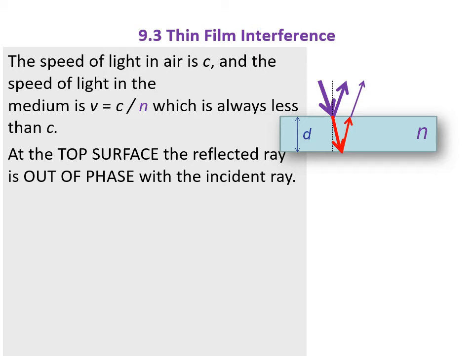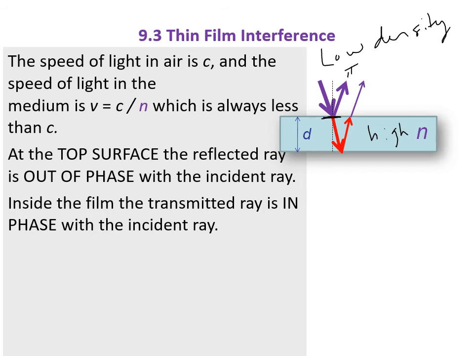At the top surface, the reflected ray is out of phase with the incident ray. You're going from a low density region here in air to a high density one. This reflection, just like we saw with the rope, is out of phase by pi with the original wave. Inside the film, the transmitted ray is still in phase with the incident ray. So the red part is still in phase with the original.